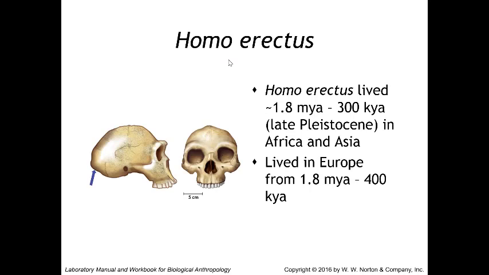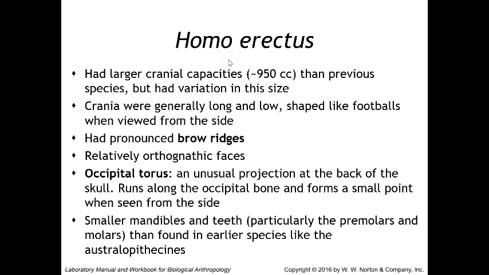Homo erectus lived anywhere between 1.8 million years ago to 300,000 years ago in Africa and Asia. They lived in Europe from 1.8 million years ago to 400,000 years ago. So now this is the first one that we're talking about that is not just in Africa, but also in Asia and in Europe. So Homo erectus had larger cranial capacities with an estimate of around 950 cc's than our previous species did, but it had variation in this size. So it's not just 950 across the board, there was variation in cranial capacity size.